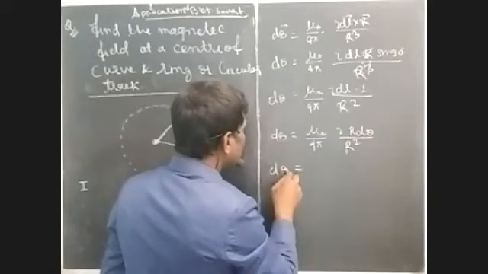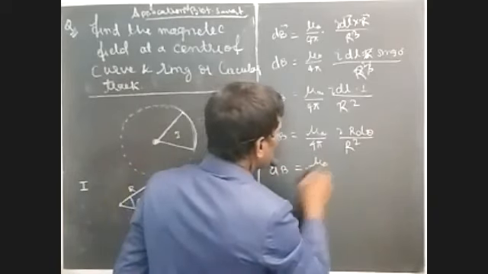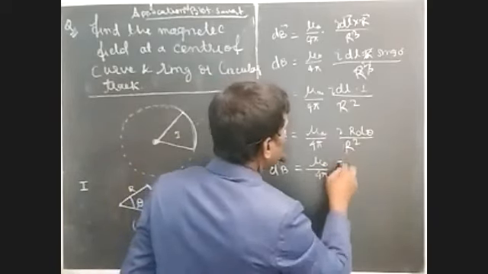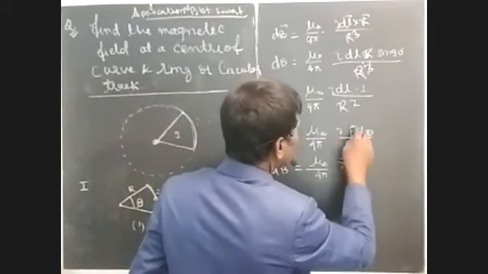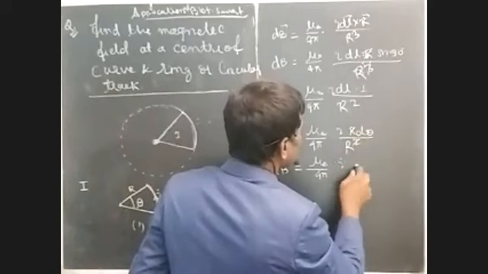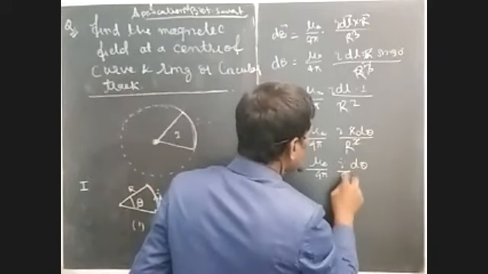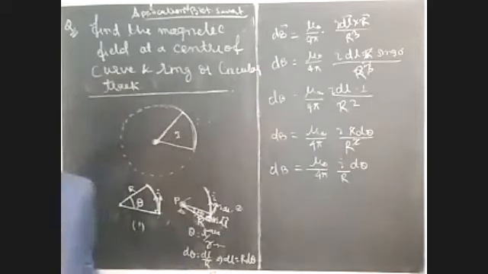Okay, so what do we see? We see dB equal to mu naught by 4 pi, I dl upon R square. This is the R, this is the R square, so both cancel out. So d theta upon R, like this. Okay.